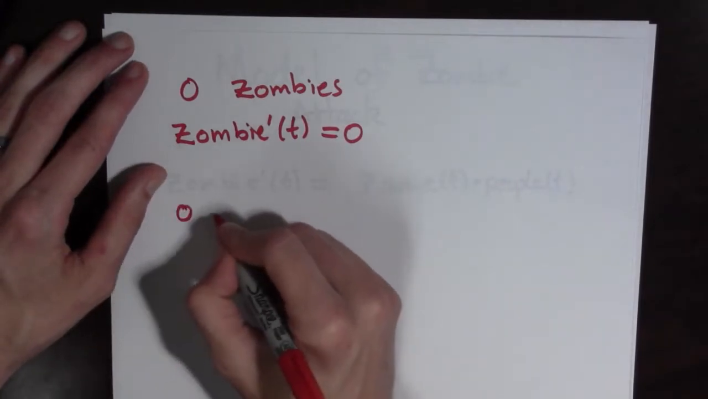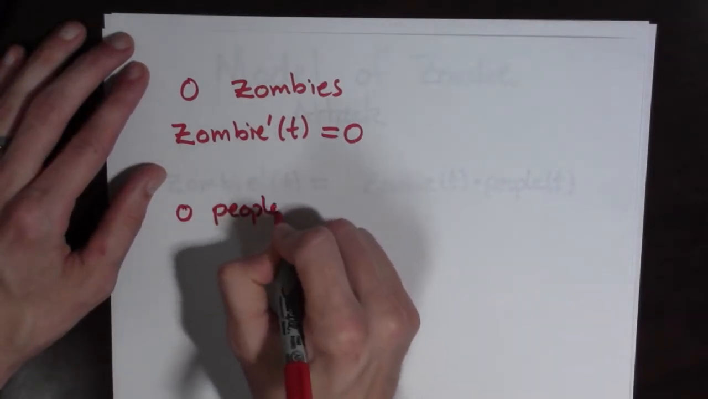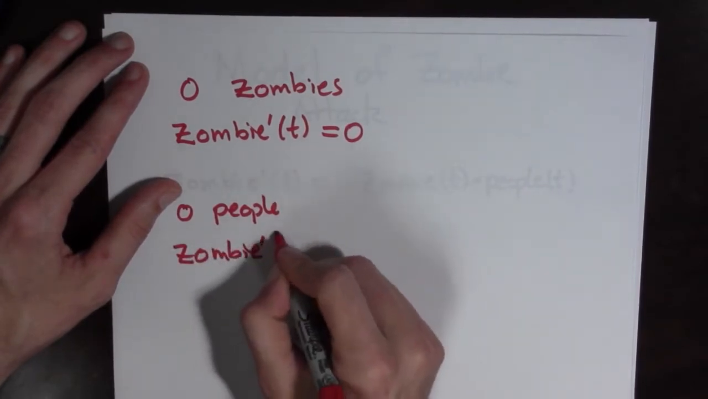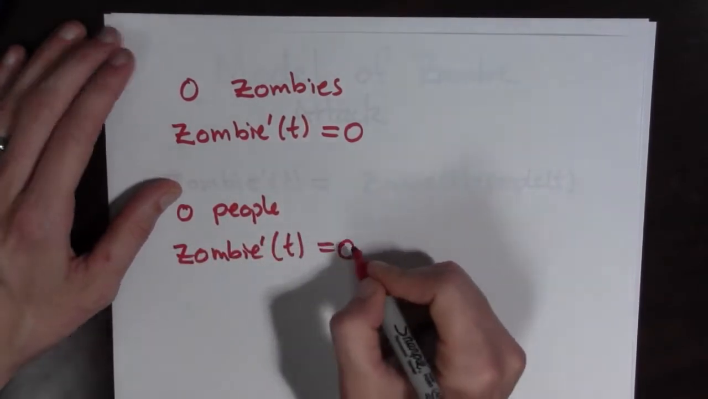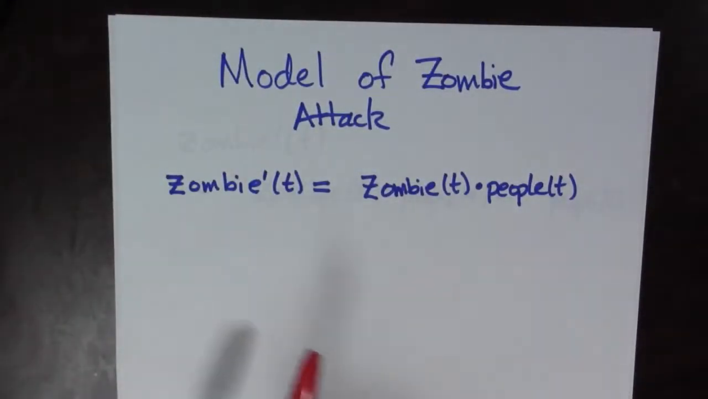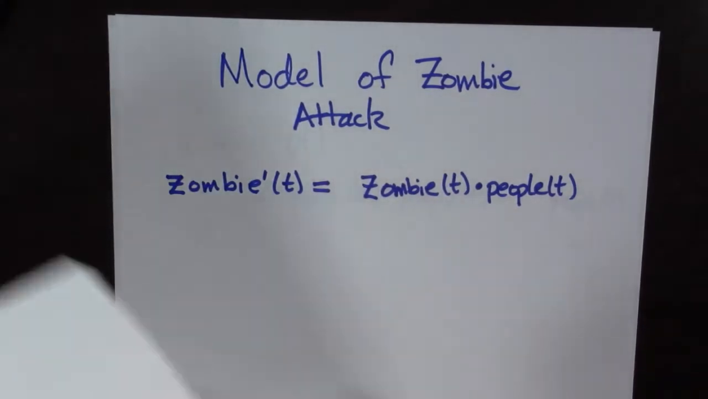And if there's 0 people, then zombie prime of t had also better equal 0, because there's no people to convert into zombies. So this sort of model looks good.